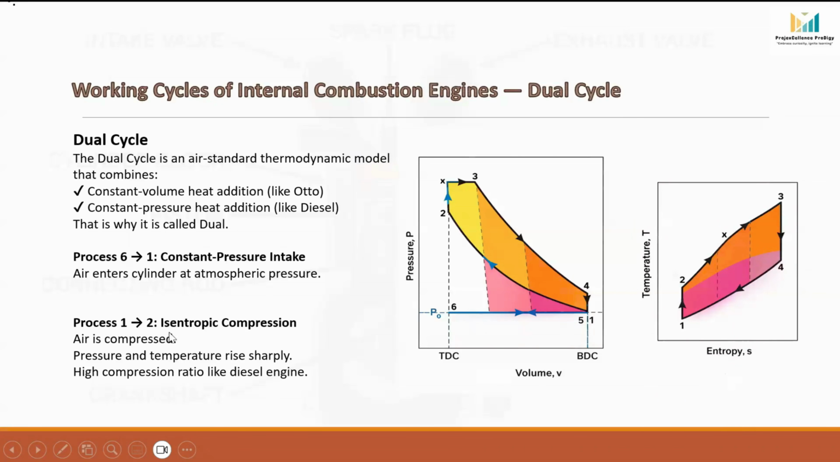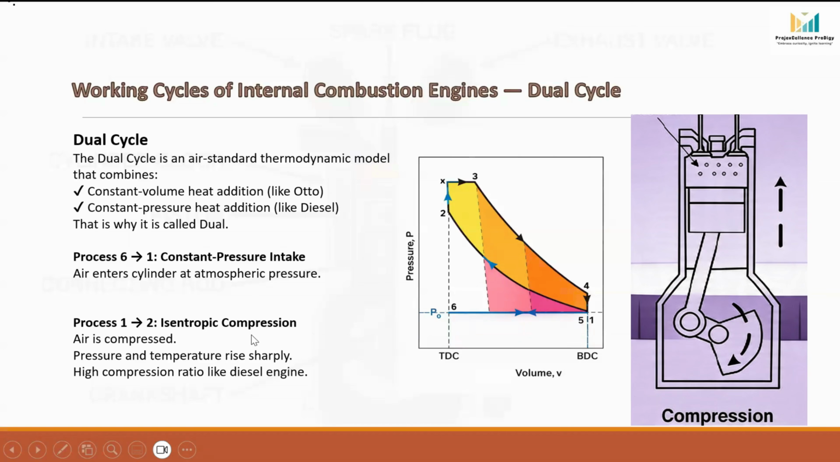Next comes process 1 to 2, isentropic compression. The piston now moves upward from BDC to TDC and both valves are closed. The air is compressed to a very high pressure and temperature. Since this is an ideal process, there is no heat loss and all the work done on the air is converted into internal energy. As a result, pressure rises sharply and temperature increases significantly. And this high temperature prepares the system for the next stage, combustion.